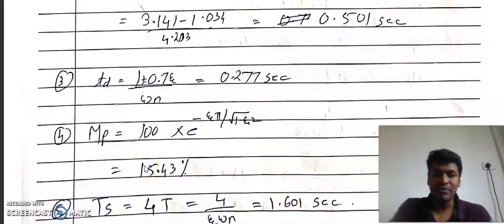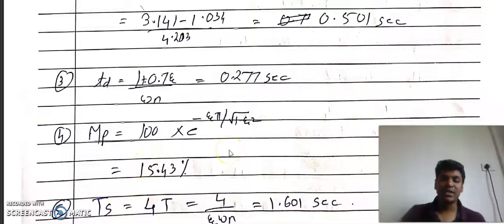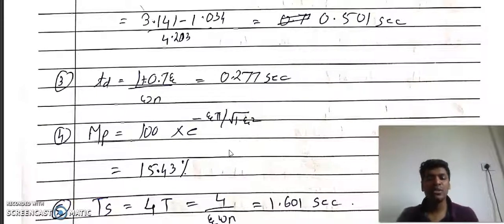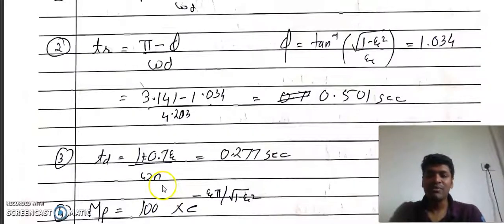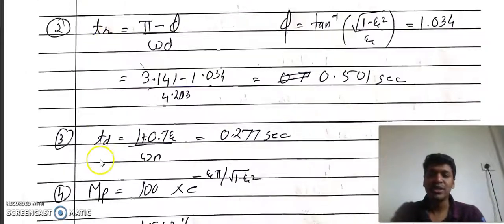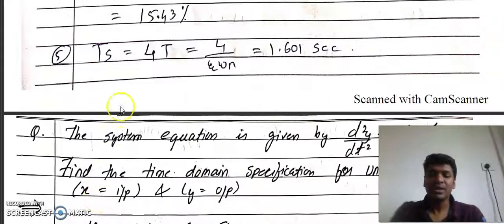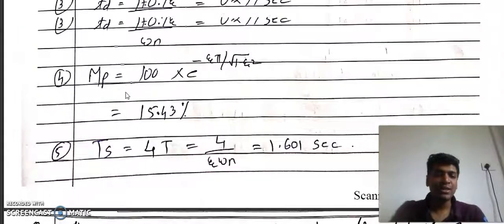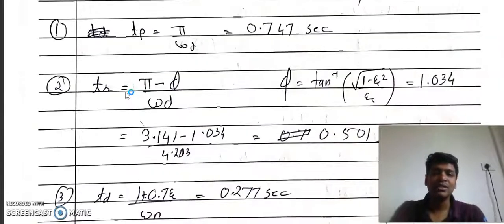And finally, this is your settling time. Settling time will be 4 times T, where T is your time constant, that is 1 by zeta omega n. So 4 by zeta omega n will be 1.601 seconds. So once you get the values of zeta and omega n, we can find all five time domain specifications using the respective formulas: Tp, Tr, Td, Mp and Ts. This was a basic question which gives us an idea of how to analyze the system in the time domain.